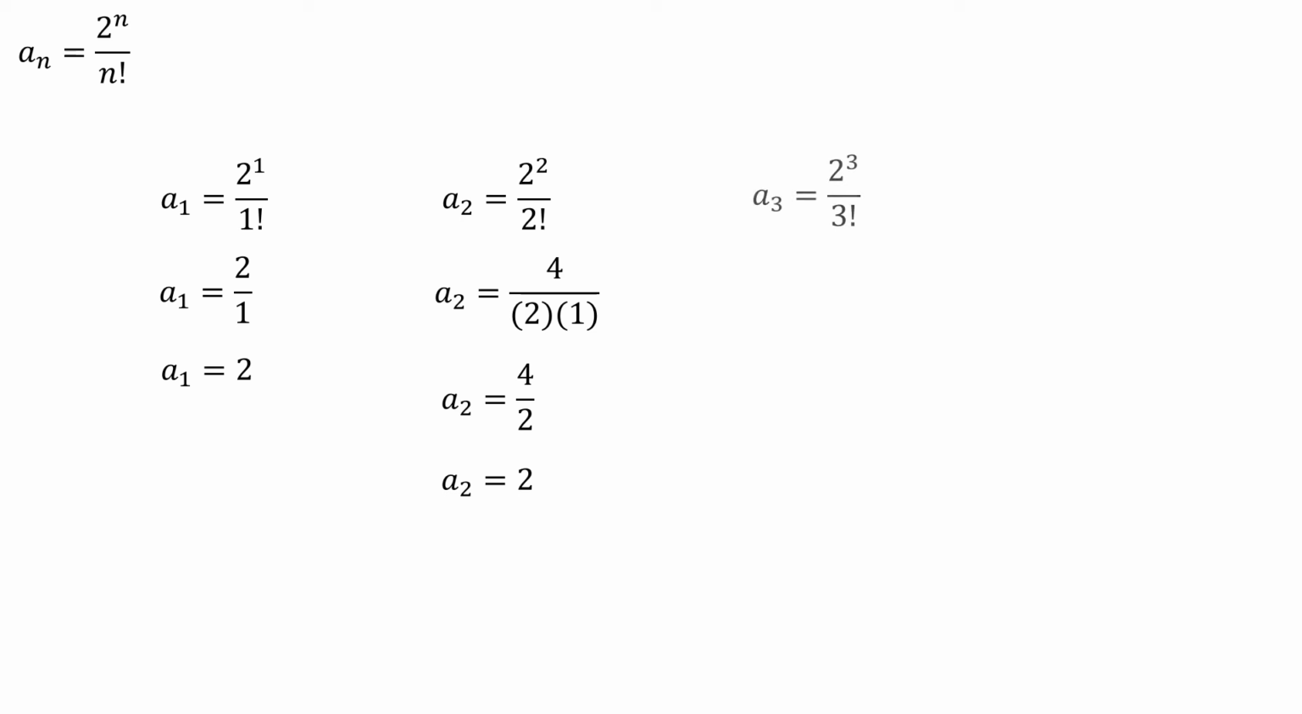How about the third term? Well, I'll need 2 to the third power divided by 3 factorial. 2 times 2 is 4, 4 times 2 is 8, so on top there's an 8. And what does the 3 factorial tell me to do? It tells me to do 3 times 2 times 1. Hopefully you're starting to see the pattern of those factorials. 1 factorial was just 1. 2 factorial was 2 times 1. 3 factorial is 3 times 2 times 1. So I've got 8 over 6. That fraction will reduce to 4 over 3.